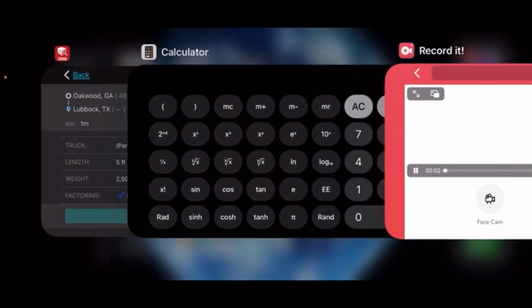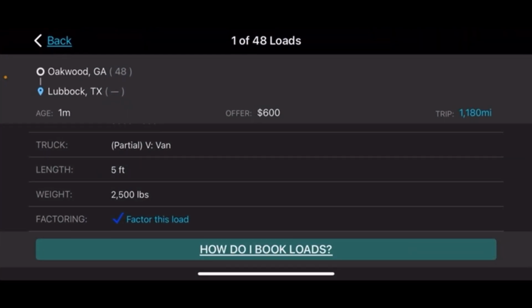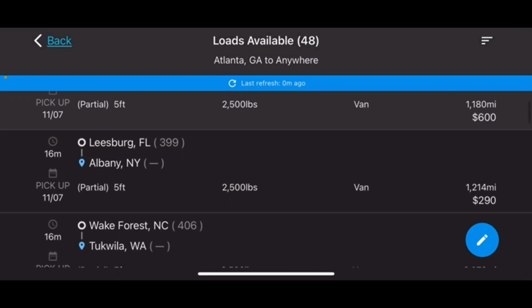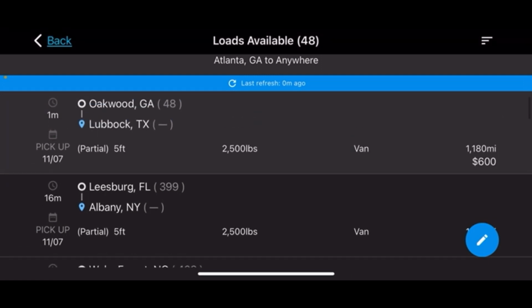So that's just a quick example of how this thing works. There's really more to it. Some of my numbers could have been off. I'm trying to record this and make sure I have a proper understanding of how to book a load, but that is just an example. The prices on here are not correct.